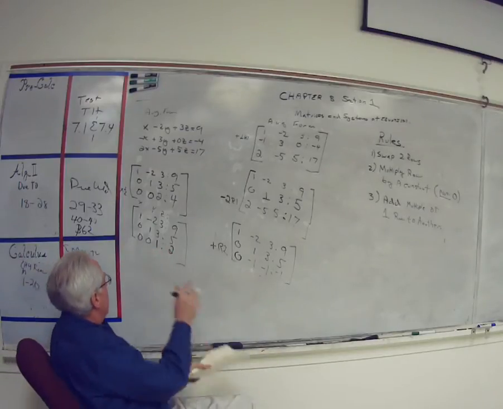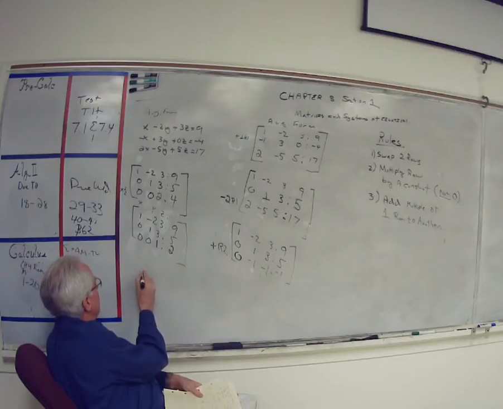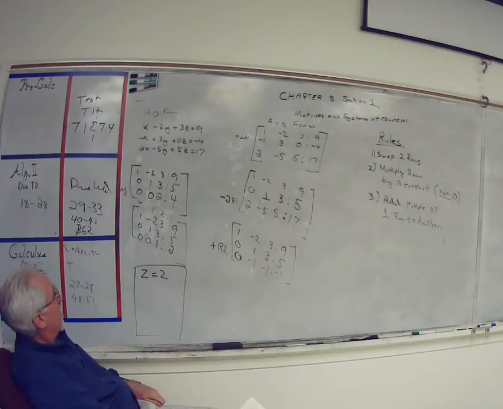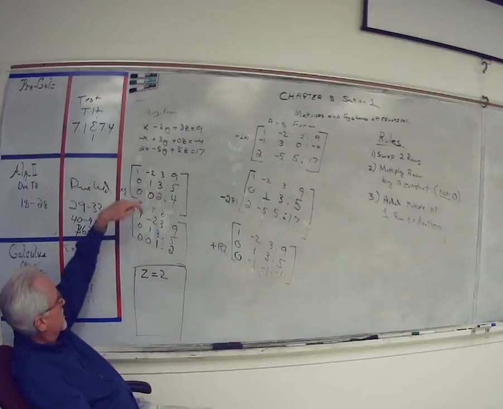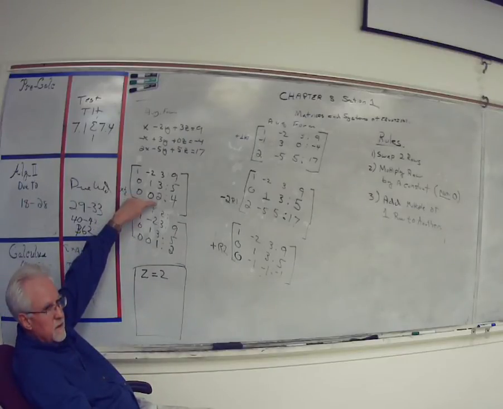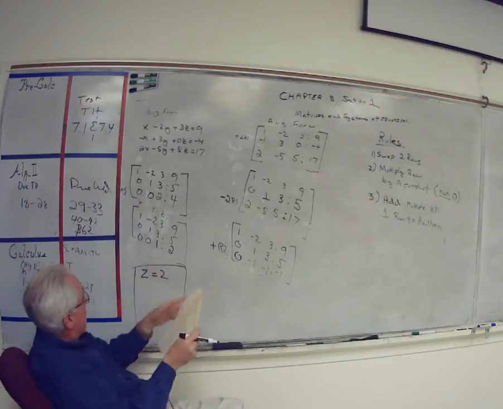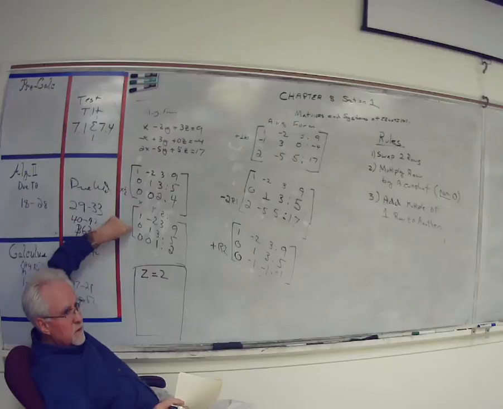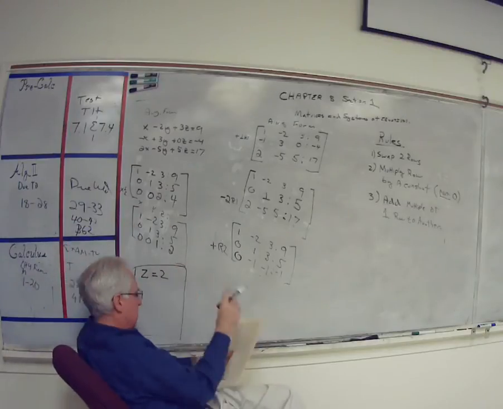Z equals 2. Okay? Z is equal to 2. Now, what is the next variable that I want to find? Y. And I would get Y from which row? Row 2.